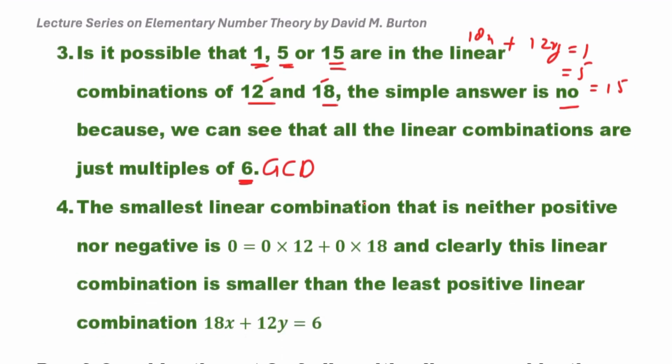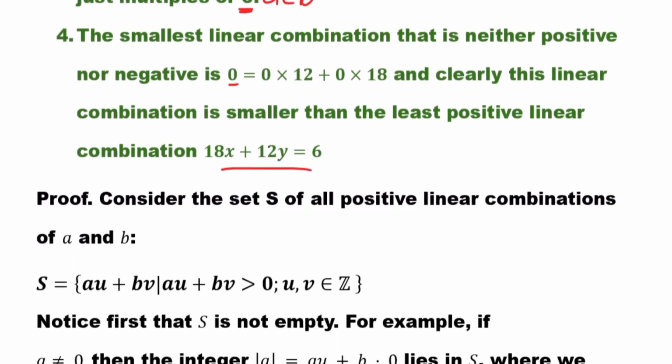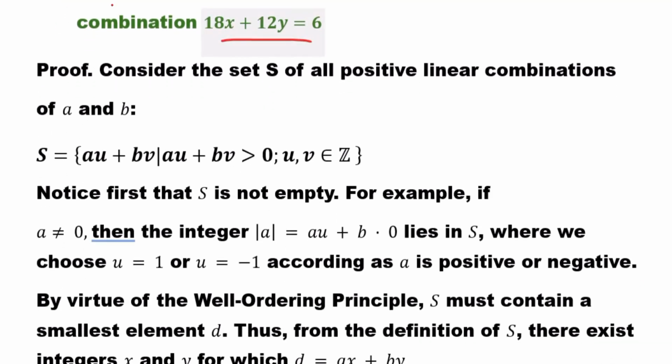The smallest linear combination that is neither positive nor negative, this is 0. And clearly this linear combination is smaller than the least positive linear combination of this. Now we are in the form to prove the theorem.